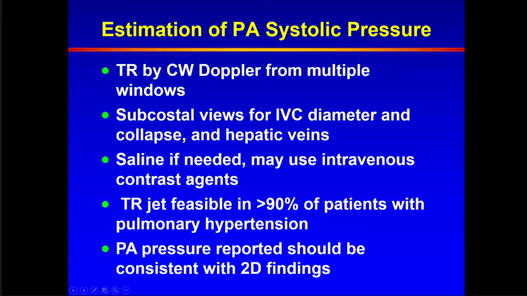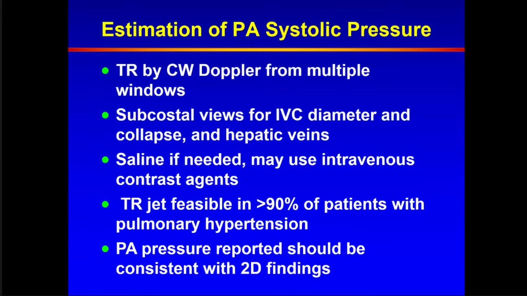If the case is referred to the lab with a concern of pulmonary hypertension, it's important for the lab to do its best to report the PA pressure. This includes injection of agitated saline through an IV line, or if ultrasound enhancing agents will be needed for left ventricular endocardial border definition, then one has to go back and try to show the TR jet. In general, the feasibility of a TR jet is more than 90% in patients who have pulmonary hypertension. And one has to reconcile the Doppler value with the 2D findings.